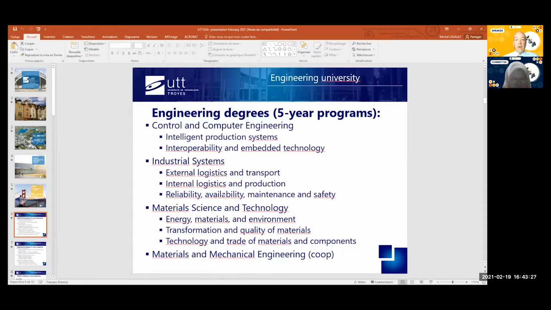To give you an idea of the programs we offer for engineering, for example, so again, there are 5-year programs. We have control and computer engineering, industrial systems, materials science and technology, and materials and mechanical engineering. For the first 3, we have for each of them some specialization that the students will take in the final year. For the materials and mechanical engineering, it's a co-op program. Unfortunately, it's not open for exchange students because it's not on the same campus.